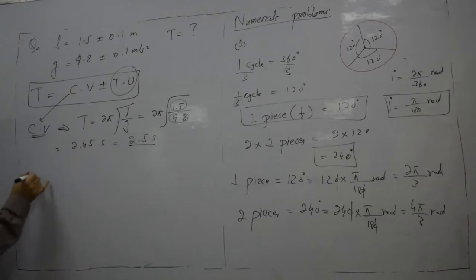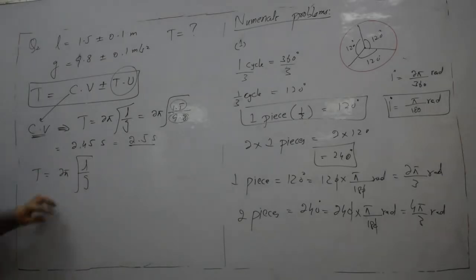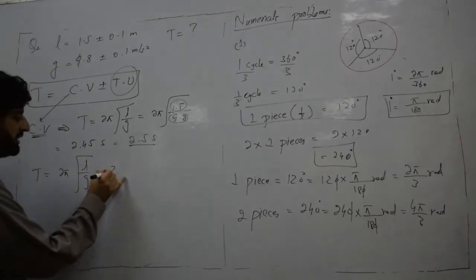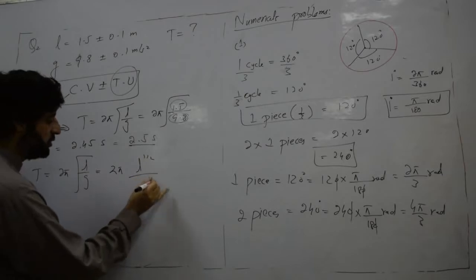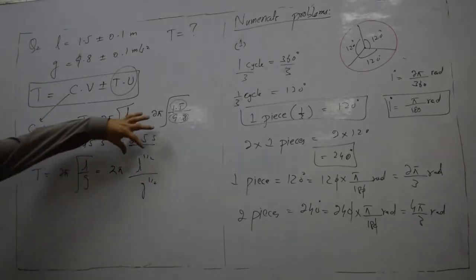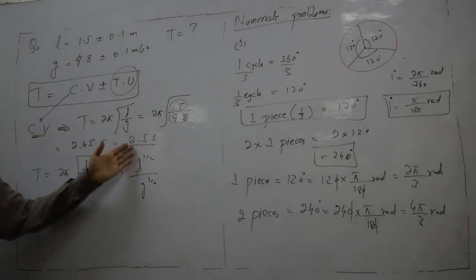Remember, look at the original formula for the time period. Here L and g are in division, so we have to use the division rule. But remember, first priority is given to the power rule. So what is the power of this length? The power of this length is 1/2. What is the power of g? That is 1/2. So the first priority is the power rule. So we will use the power rule first for the length and g, then we will use the division rule.